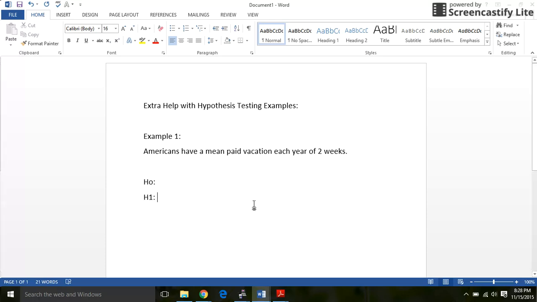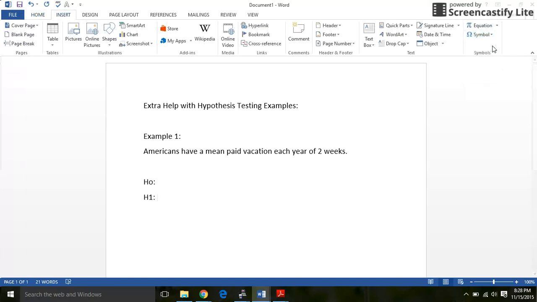So I know this is a mean, and I'm going to go up here and insert it from the symbols. I also know that the null's a mean because it's talking about the average. So I know they're both means. All right, and it says Americans have a mean vacation time each week of 2 weeks. So because the equal sign always has to be in the null hypothesis, this would mean the mean equals 2 weeks. So the mathematical opposite of that is the mean does not equal 2 weeks.